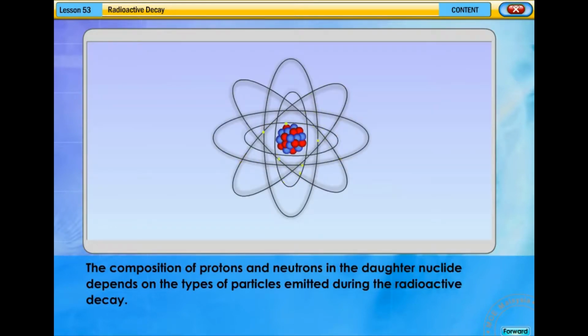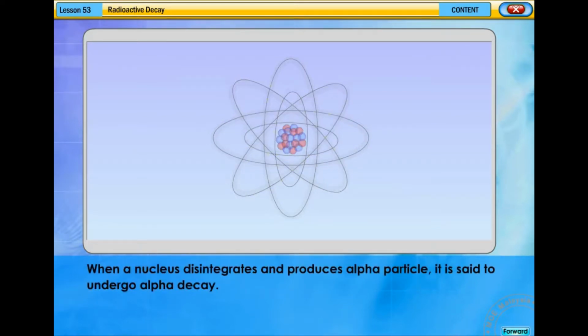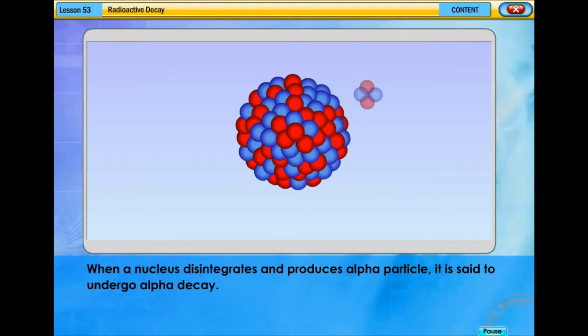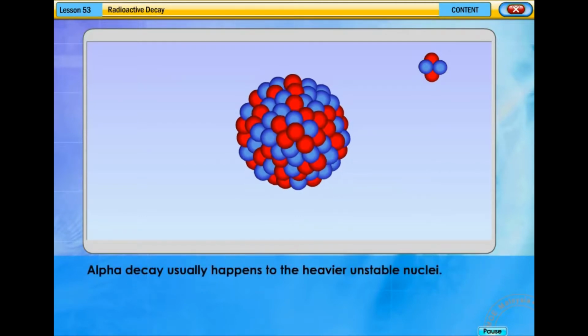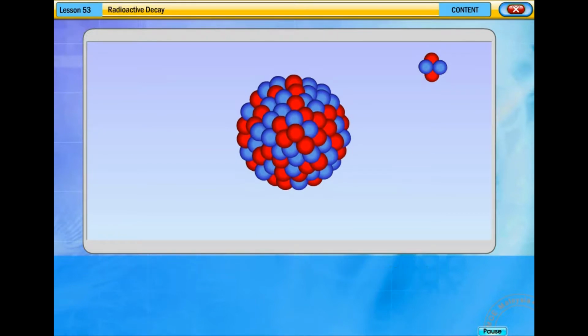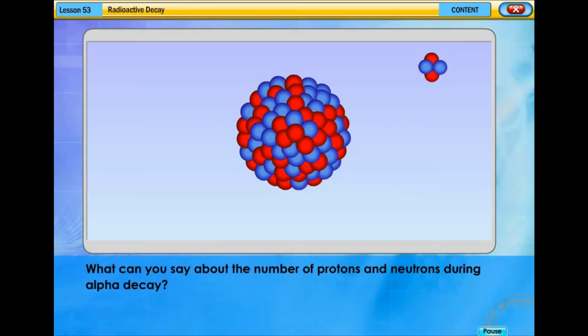The composition of protons and neutrons in the daughter nuclide depends on the types of particles emitted during the radioactive decay. When a nucleus disintegrates and produces alpha particles, it is said to undergo alpha decay. Alpha decay usually happens to the heavier unstable nuclei. What can you say about the number of protons and neutrons during alpha decay?